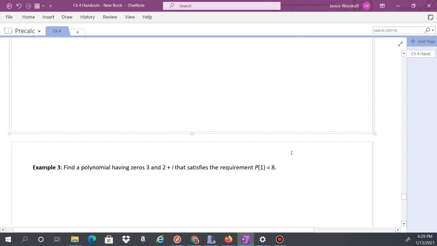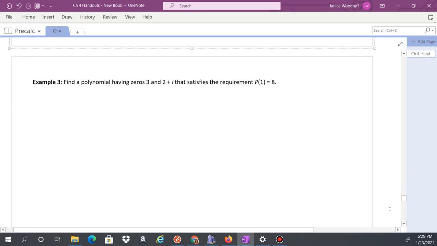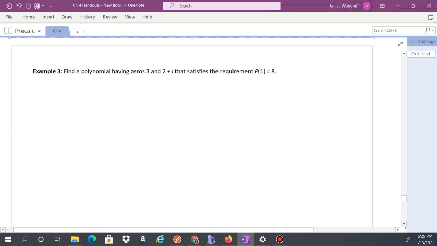All right, so yeah, I want to show you guys this. So this is how it can get a little more complicated. But this only has how many zeros? 3 zeros. So it's going to have 3 zeros. So it doesn't have 4. It's not as long as one before, but it does have this extra requirement where P of 1 equals 8. Okay, so we have to see how we do that problem. And I have to see if I can remember how to do it.